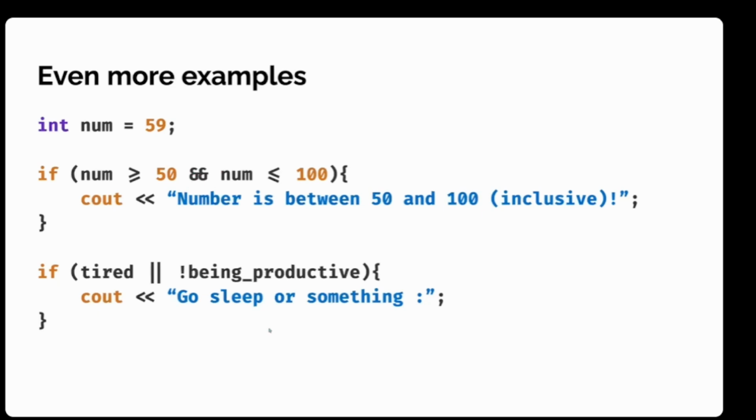As you can see, if the number is above 50 and smaller than 100, which is the case, it'll print this statement.